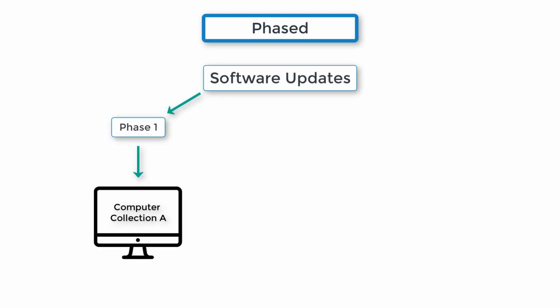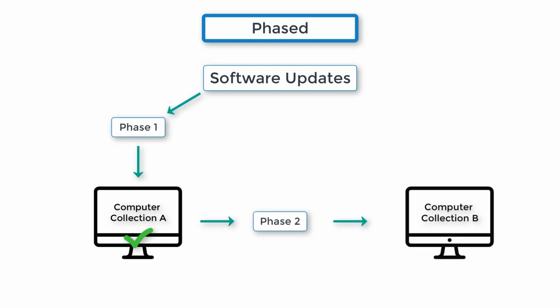And the last one is phased deployment. With SCCM version 18.10 onwards, you can deploy updates in a sequence. So you can create phases, and deployment continues on the basis of the success rate. Let's have a look at one example. Software updates are deployed to computer collection A during phase 1. If it's successful on computer collection A, then it will continue to phase 2 for computer collection B. Otherwise, it won't be deployed to computer collection B in phase 2.